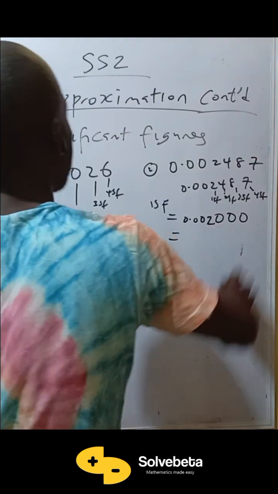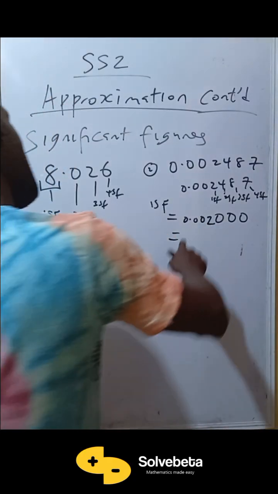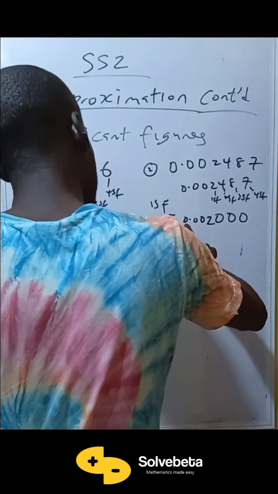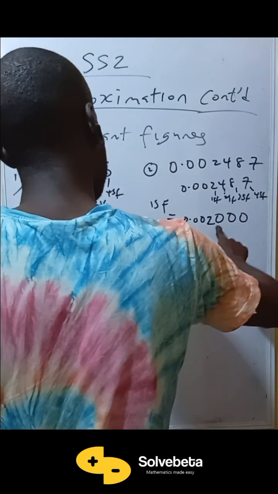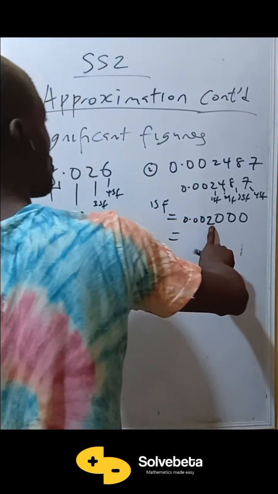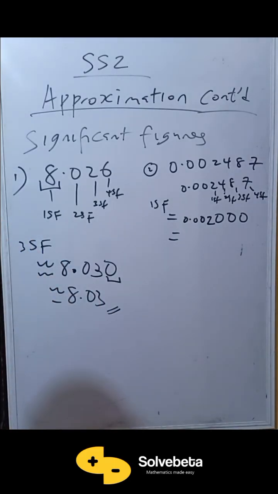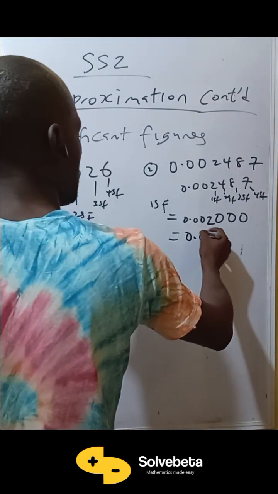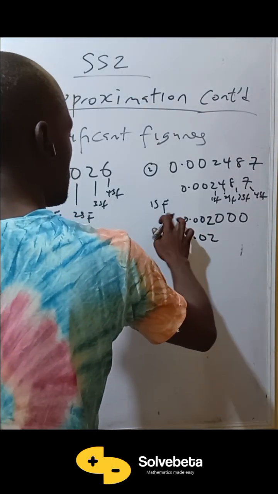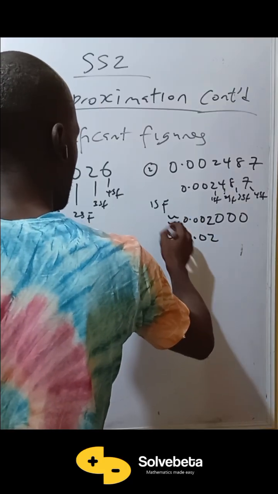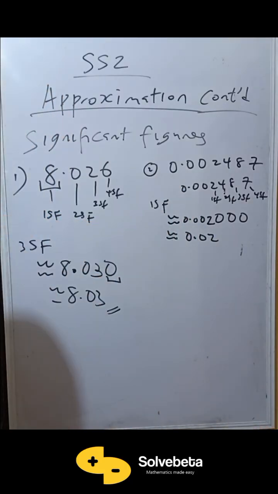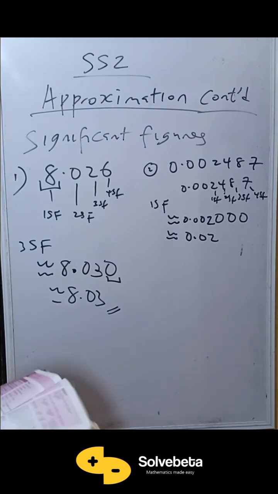So these zeros after it are insignificant. Please take note that the zeros before the first non-zero digit are not significant, but the other zeros after the non-zero digit, that is, a number that is not 0, are just placeholders. So this is the answer, approximately equal to 0.0002. That's to one significant figure.